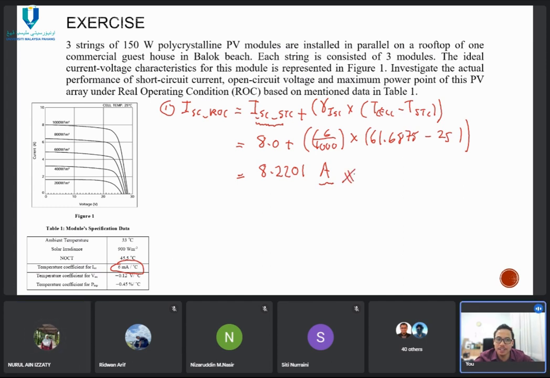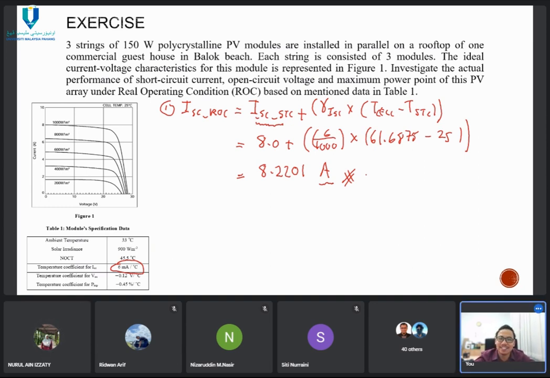Yes sir. Ni final answer ke? Belum lagi. Okey. Dia seorang yang jawab belum lagi. Apa lagi next tu? Kalau untuk ISC ROC tu dah ada kot. So, belum lagi tu maksudnya untuk kira apa? Nak kira yang VOC pula. Ni maksudnya final lah. Okey, dah final. Tanya seorang lagi.